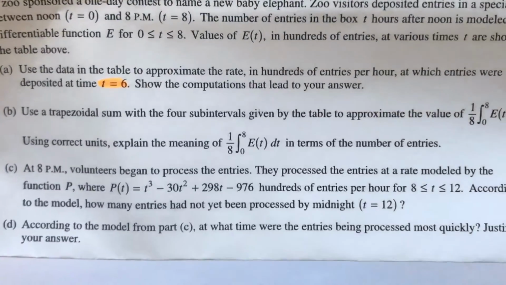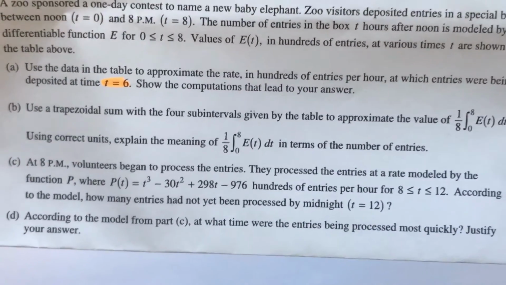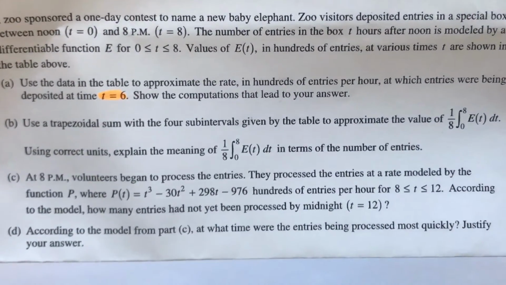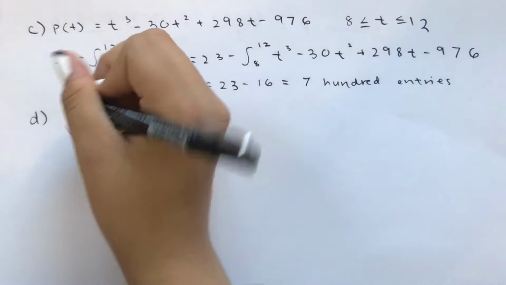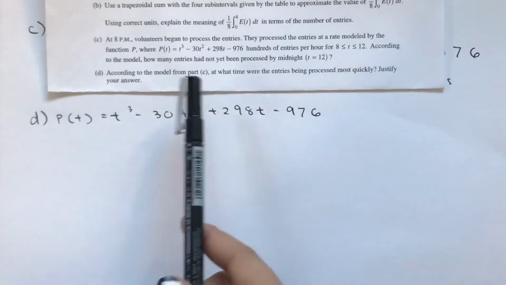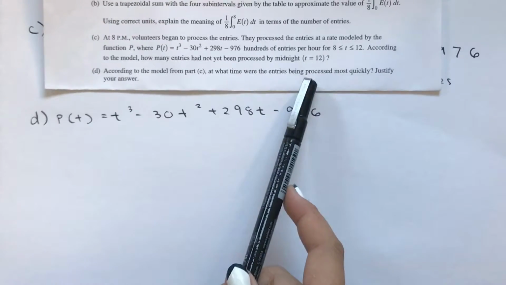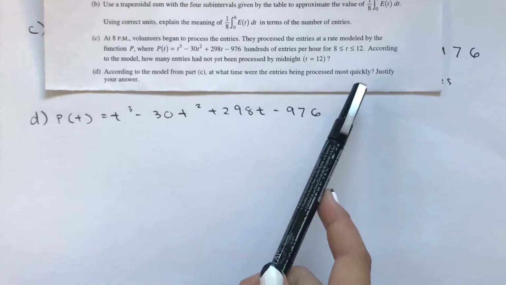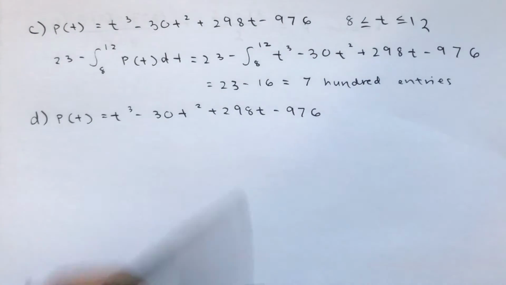Finally, we can do part D, which says, according to the model from part C, at what time were the entries being processed most quickly? Justify your answer. To do part D, we have to first write down the function again. We will see that we need to find the absolute max because we have to find when it is processed most quickly, which is the maximum, which is the absolute max.